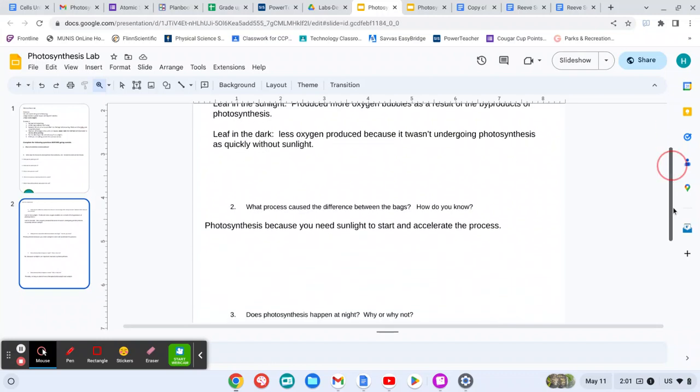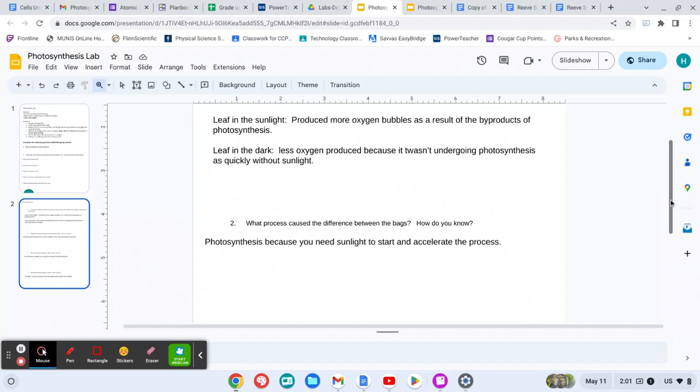Question number 2. What process caused the difference between the bags, and how do you know? Photosynthesis, because you need sunlight to start and accelerate the process. In the one that was in the sunlight, lots and lots of bubbles. In the one that was in the dark, very few.